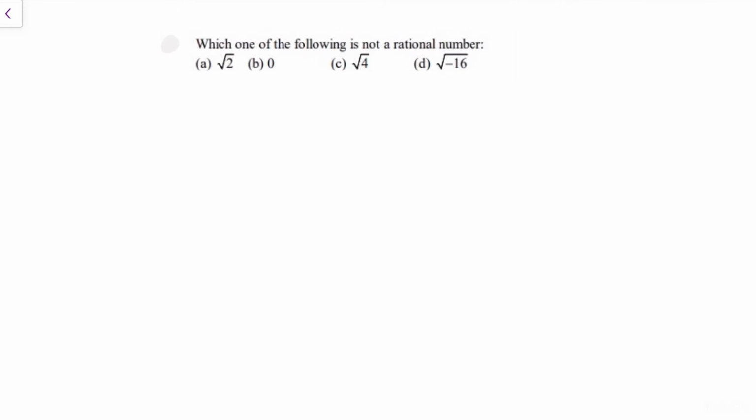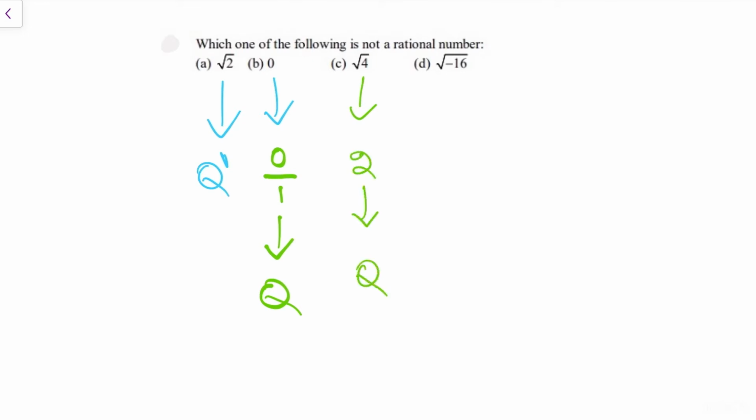Next, which one of the following is not a rational number? Let us check. Root 2 is there, which cannot be simplified further, so this is an irrational number. Next, the number 0 is there. 0 can also be written as 0 by 1, which is in the form p by q, where p and q are both integers and q is not equal to 0. So I can conclude that this is rational. Next, root 4 value is 2 and 2 is a rational number.